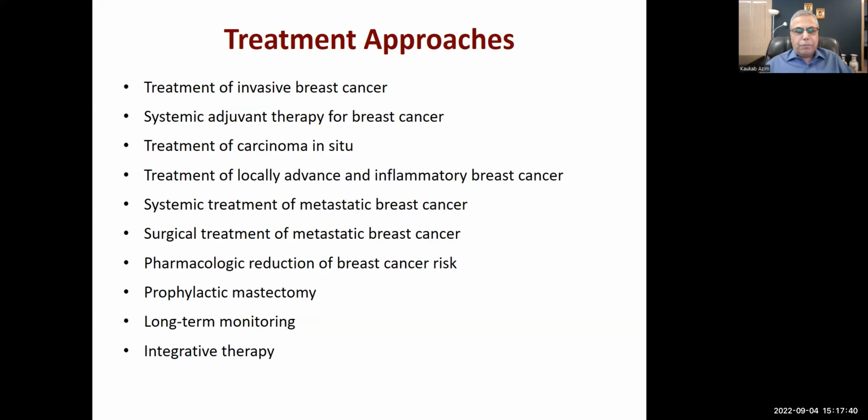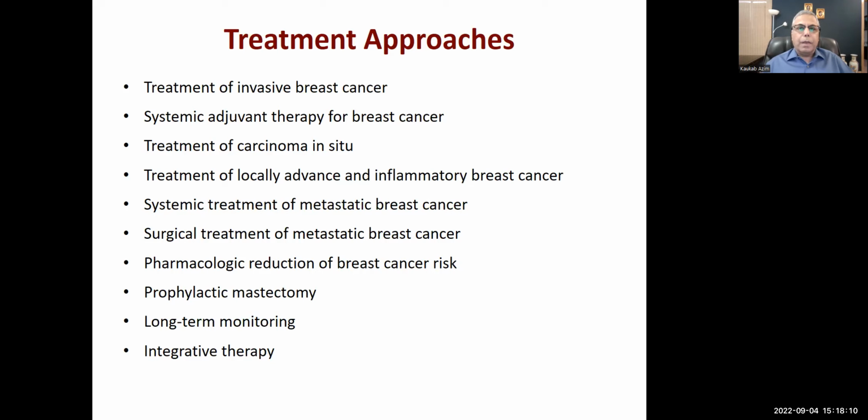Okay, then we have got pharmacologic reduction and prophylactic mastectomy, and in this prophylactic mastectomy, I would like to remind you of the example of Angelina Jolie, who had those cancer genes, so she underwent bilateral mastectomy because her mother and her aunt and many women in her family had cancers, either breast cancer or ovarian cancers, right?